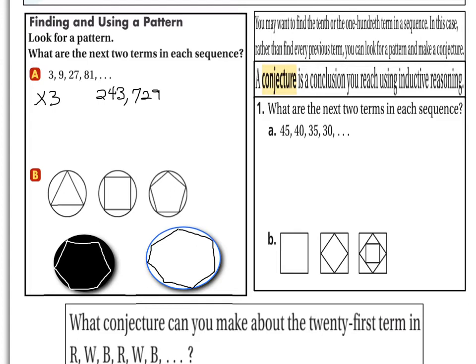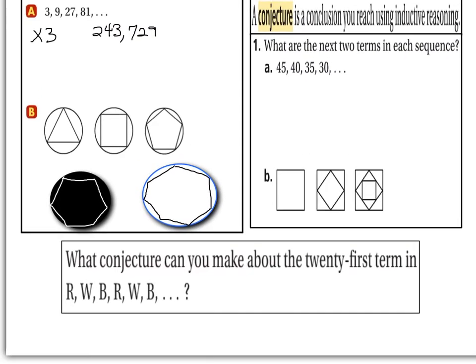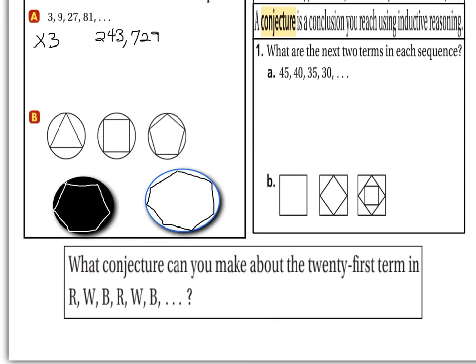What are the next two terms in each sequence? What I want you to do is figure out these next two terms before class tomorrow. See if you can figure out what they would be and tell me, especially in letter A, what's happening in each one of these. Let's look at the bottom here. It says, what conjecture can you make about the 21st term? Now, let's talk about these terms.